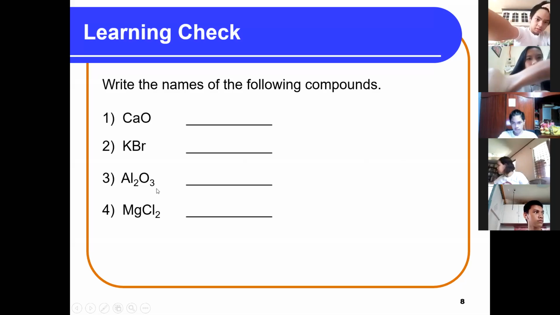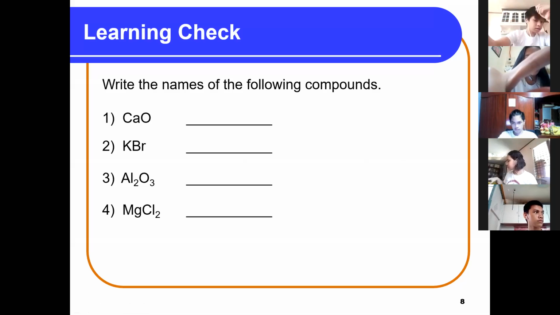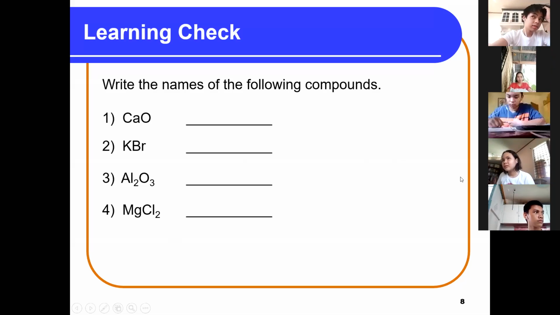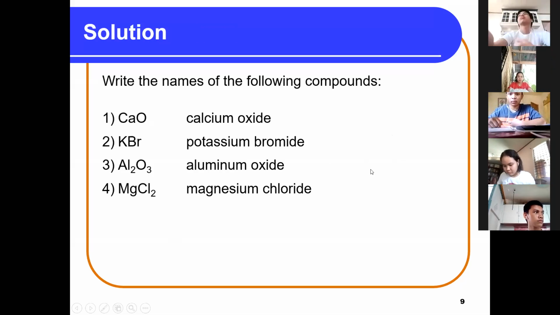Aluminum and oxygen. Aluminum oxide. Next, number 4, MgCl. Harvey. Magnesium and chlorine. Magnesium chloride. Very good. You just have to read your module. It's there, no? Magnesium chloride. So these are your answers: calcium oxide, potassium bromide, aluminum oxide, and magnesium chloride.